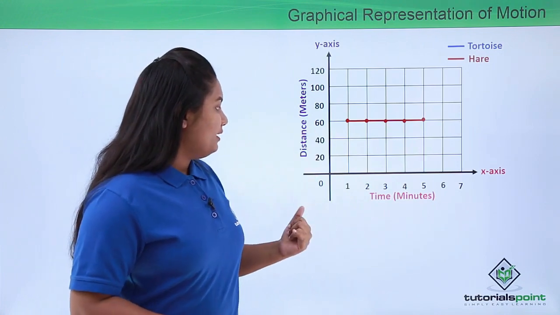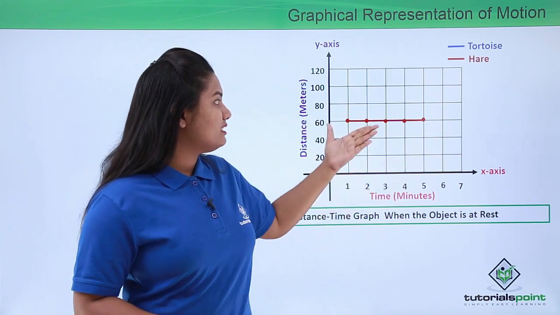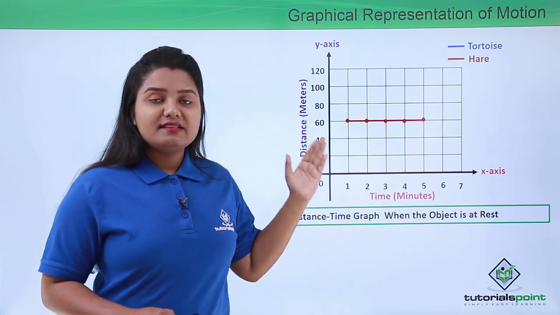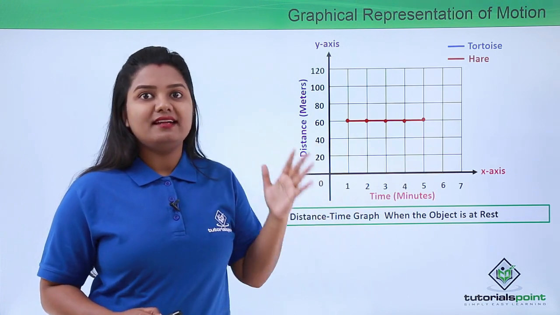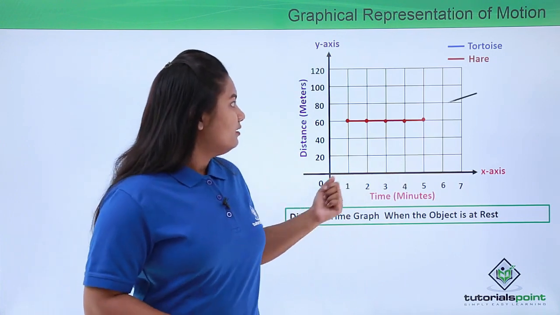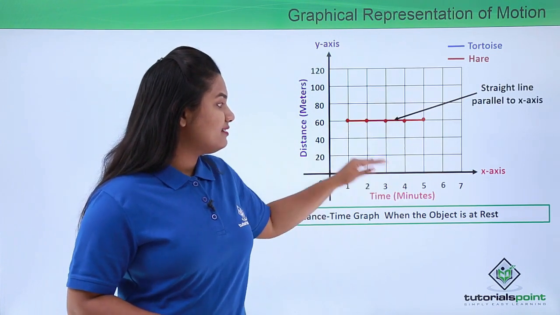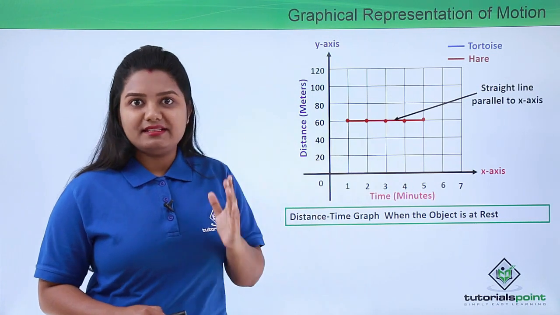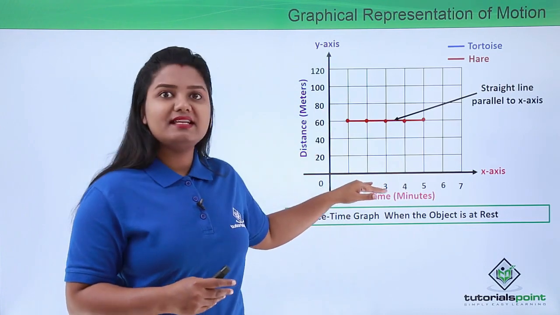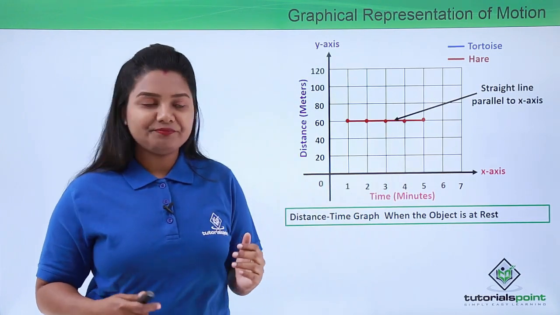So we say that this kind of distance time graph, which is a straight line and parallel to the x-axis, represents the distance time graph of a body which is at rest or the body which is not moving at all. Now this kind of graph, which is a straight line parallel to the x-axis, represents a body at rest. So whenever we come across a distance time graph which is a straight line parallel to the x-axis, we can easily conclude that the body is at rest.